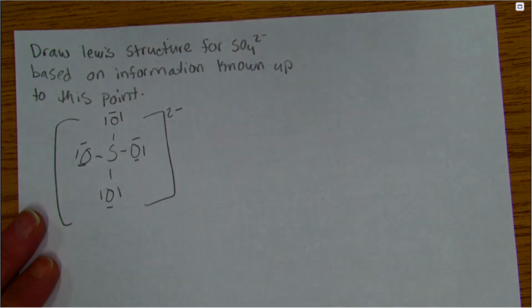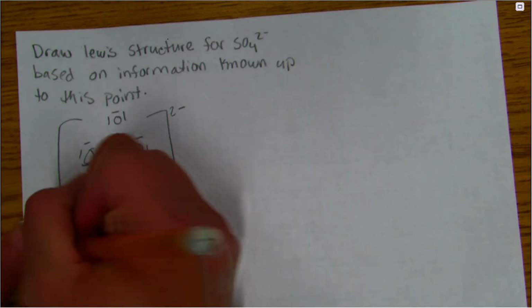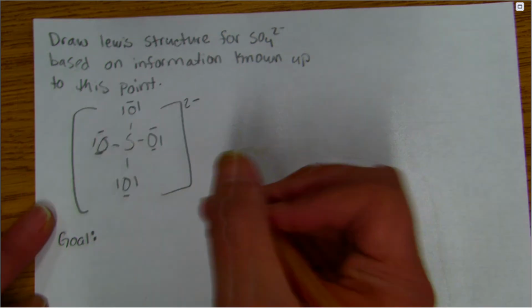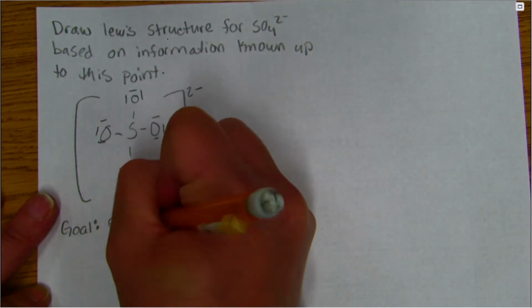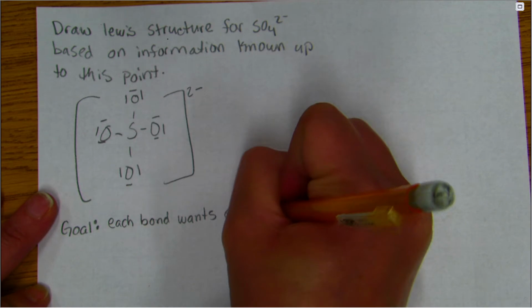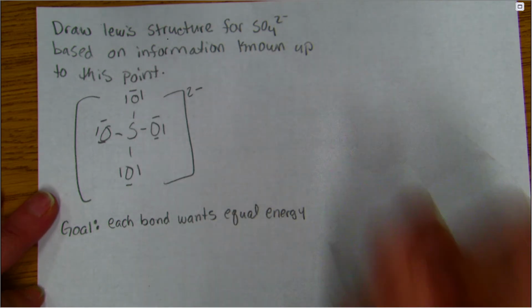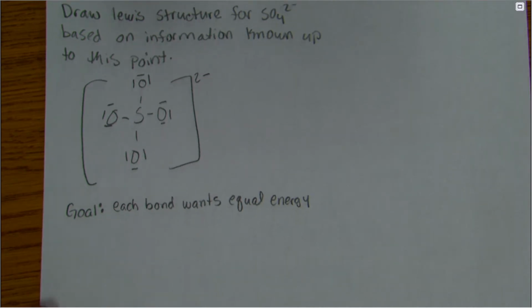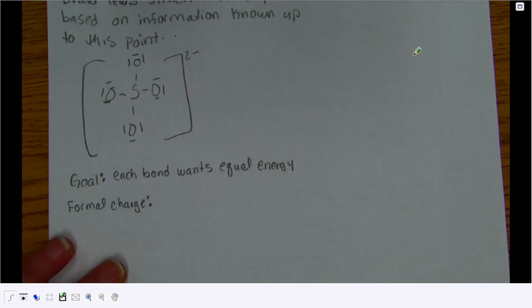All right. So the goal is for each bond to share energy equally. So each bond really wants equal energy. Now, we can determine whether it has equal energy or not based upon what we call a formal charge. Now, there's a couple of different ways to do formal charge. And this is the way I do it.